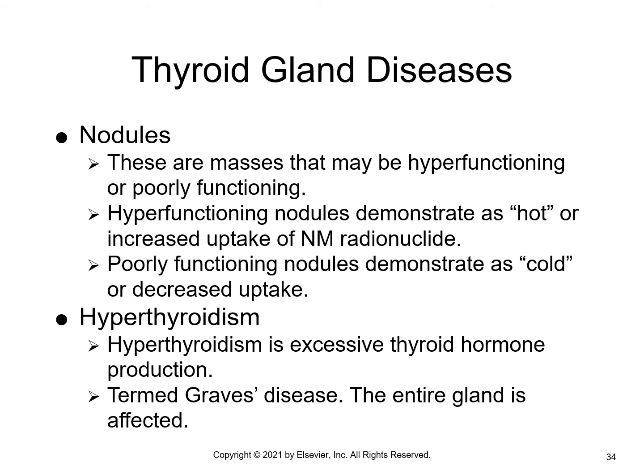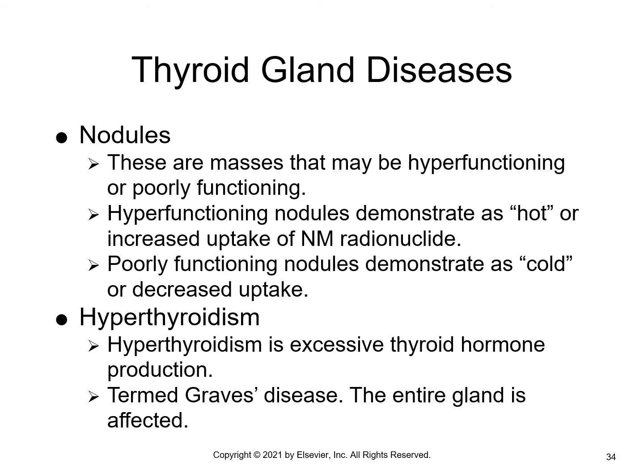Now, the thyroid is known for its many different possible nodules or masses. Nodules are masses that can be hyperfunctioning or poorly functioning, meaning it's an area of the thyroid that either produces too much T3, T4 or too little T3, T4.